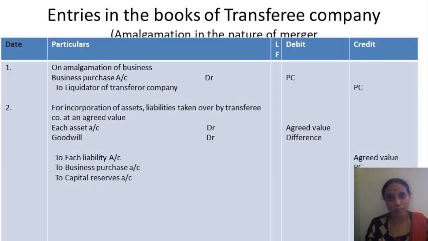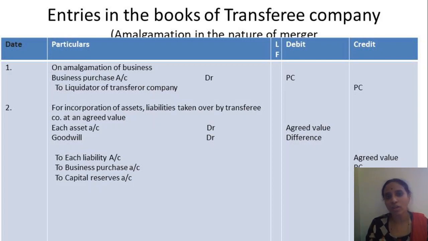ಇದು ಫಸ್ಟ್ ಎಂಟ್ರಿ ಸೇಮ್ ಬರುತ್ತೆ in the books of transferring company, that is on amalgamating business same entry is passed, such as business purchase account debtor to liquidator of transferor company. Purchase consideration amount ತಗೋತೀರಿ credit debit side and credit side. Second, for incorporating of assets and liabilities taken over by the transferee company. ನೋಡಿ ಇದು ಸ್ವಲ್ಪ ಬೇರೆ ಆಗುತ್ತೆ. ಯಾಕೆ ಬೇರೆ ಆಗುತ್ತೆ ಅಂತಂದಾಗ ಎಲ್ಲ ಅಲ್ಲಿ in the nature of merger all the assets and liabilities and reserves are also taken. But in this case in the nature of purchase ನಲ್ಲಿ assets may be taken and reserves are not taken. So surplus is not taken. So hence little bit different we'll have the entry.